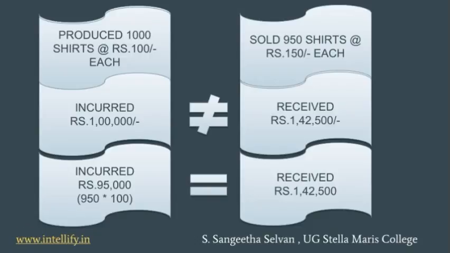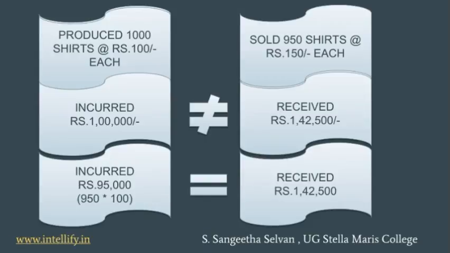So what you do is, the revenue is for 950 shirts, so the expense should also be for 950 shirts only. The expense incurred would be 950 into 100, which is rupees 95,000, your expenses incurred on that particular set of shirts which you have sold. So this transaction wherein 950 shirts have been sold, that is the goods sold. The cost of producing that 950 shirts is called cost of producing the goods sold. The cost of producing the goods sold is rupees 95,000, and you have received in return as revenue rupees 1,42,500. So now the expense and revenue is matched.